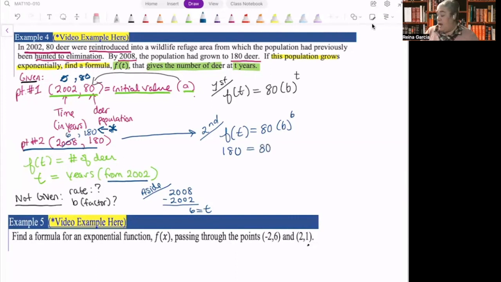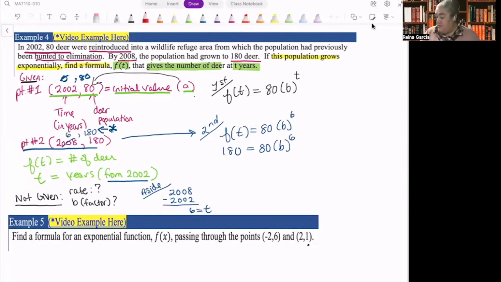We can now sub further and say, well, it was 180 in year 6 when we started at 80, our initial value, and multiplied by some factor b, which we do not know, and we raise it to the power of 6. So now we have everything but b, so we can go ahead and proceed to solve for b. So that's what we're going to do.